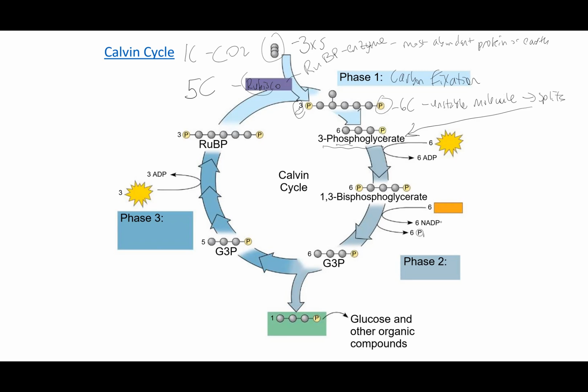You'll notice this molecule has a phosphate on it. We can then use energy to take off that, we're going to use energy from ATP. We're going to break off a phosphate and we're going to add another phosphate. So we have 1 phosphate. We're going to get a 1,3 biphosphoglycerate molecules. So now we have 2, yeah.